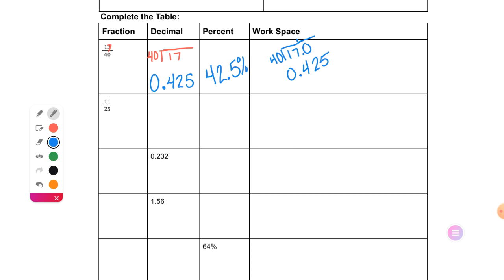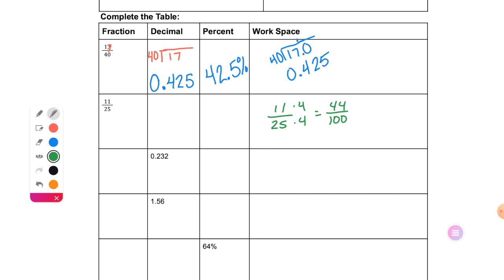Why do we like that second fraction a little bit better? Brady? 11 is 25. You can get to 100 easily. Yeah, I can get 25 to 100 very easily by doing, I'm going to go over here to my workspace, times 4, would give me 44 over 100. All I've done is created an equivalent fraction.